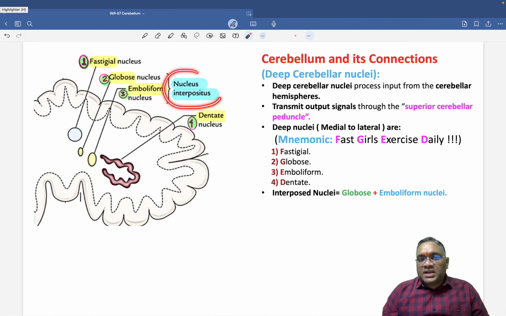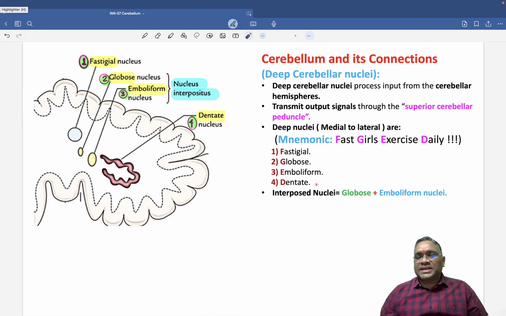What is nucleus interpositus, also called interposed nuclei? Interposed nuclei is a combination of these two nuclei, globose and emboliform. So these are the deep cerebellar nuclei which receive signal from the cerebellar hemisphere, and then transmit the output signal via the superior cerebellar peduncles.